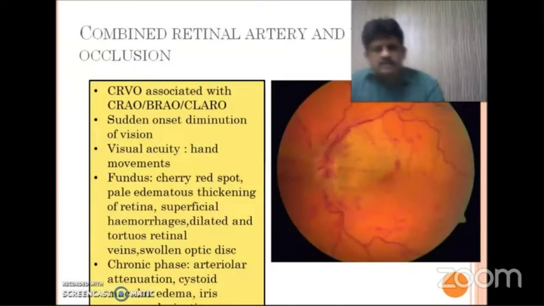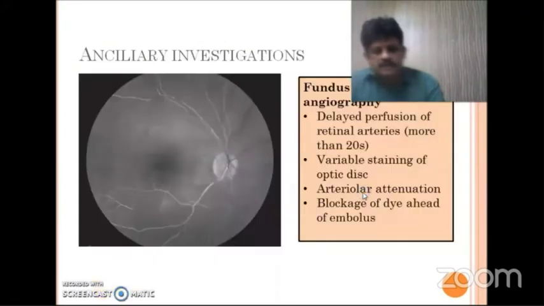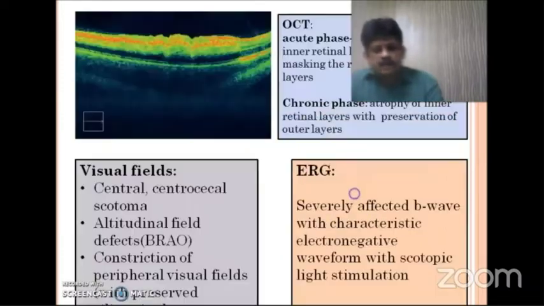Combined artery and vein occlusion shows features of both arterial and venous occlusion. Arterial occlusion is suggested by presence of white thickening of the retina, cherry red spot, and dilated venules; multiple hemorrhages and optic nerve edema are signs of vein occlusion. Coming to the ancillary investigations, fundus fluorescein angiography shows delayed perfusion of the retinal arteriole, variable staining of the optic nerve head, and blockage of dye ahead of the embolus.